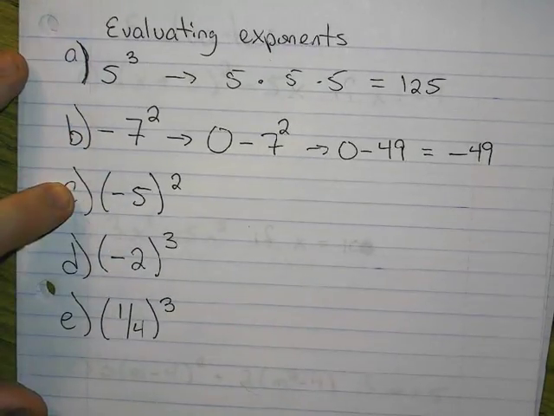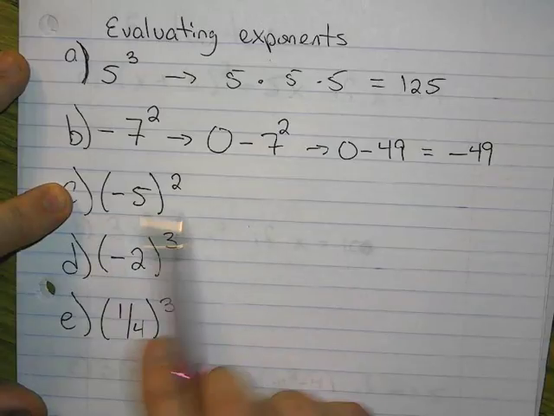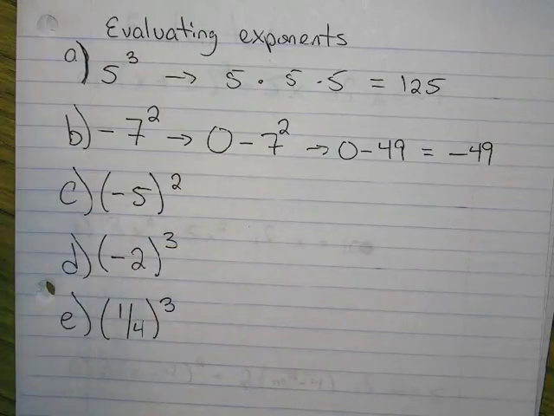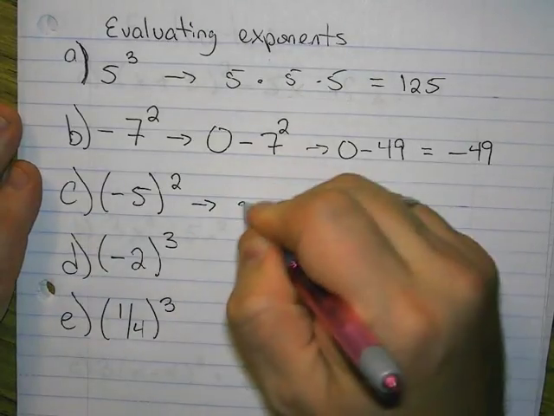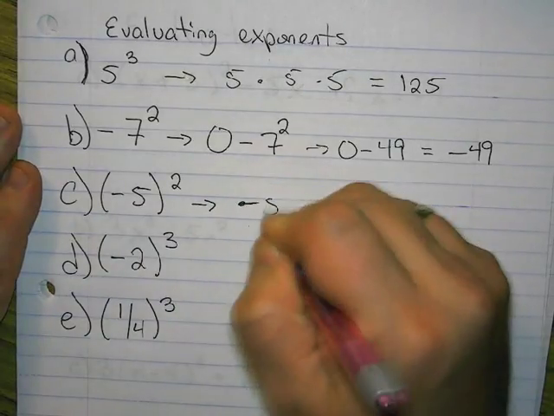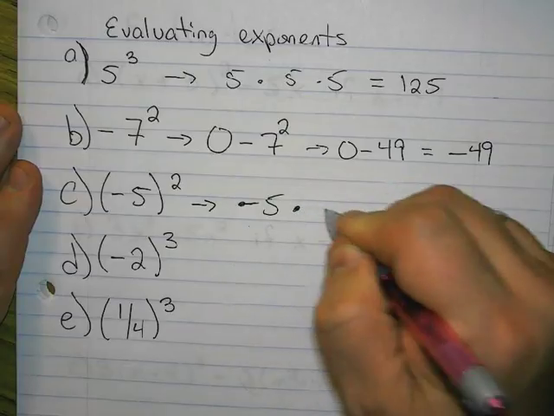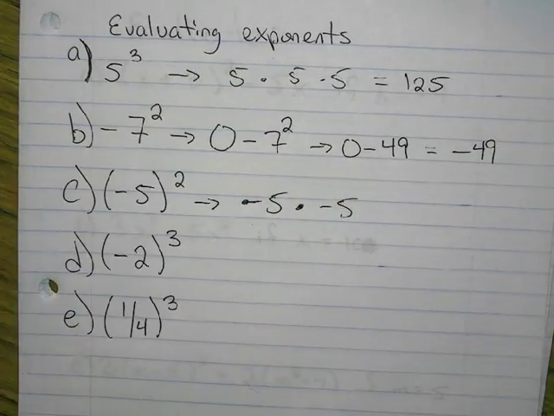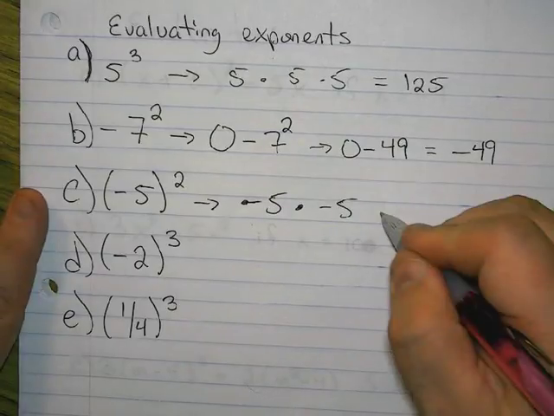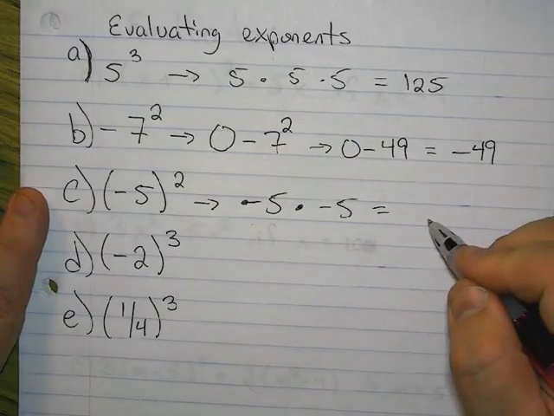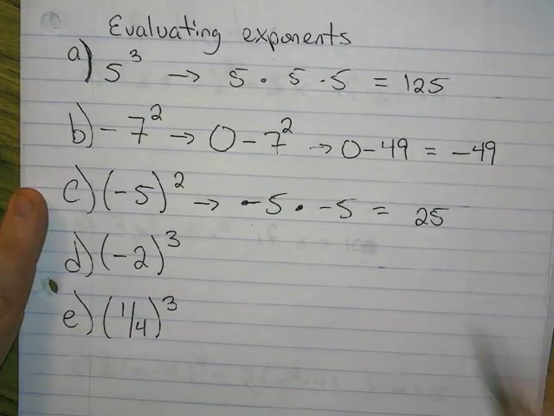So what's just 7 squared? And then we tack the minus on. Now C is the exact opposite. In this one, the parentheses contain the negative 5 and say that we're going to make the 5 negative first. So this is the same as negative 5 times negative 5. And now we have a situation where we have a negative times a negative. Negative 5 times negative 5 is positive 25.